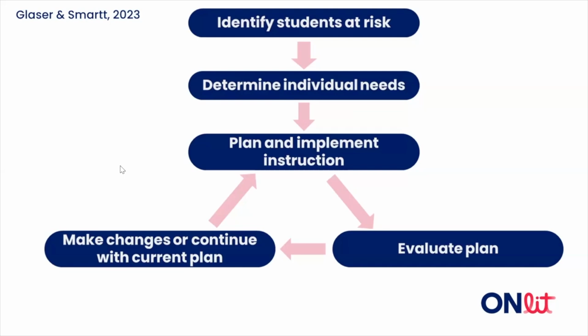Our first step is to identify students at risk. This is where we identify students who will benefit from more intensified instruction to support their reading development. When we have identified these students, we need to know their individual needs. What are the skills they have and which skills are needed and can be targeted through instruction?